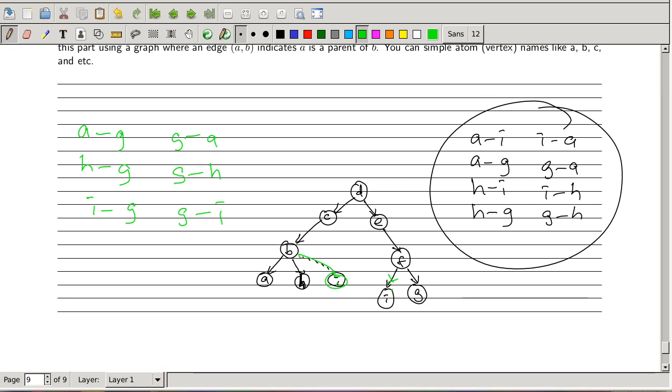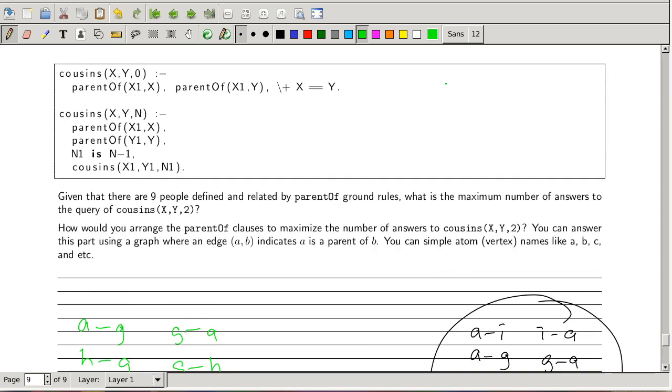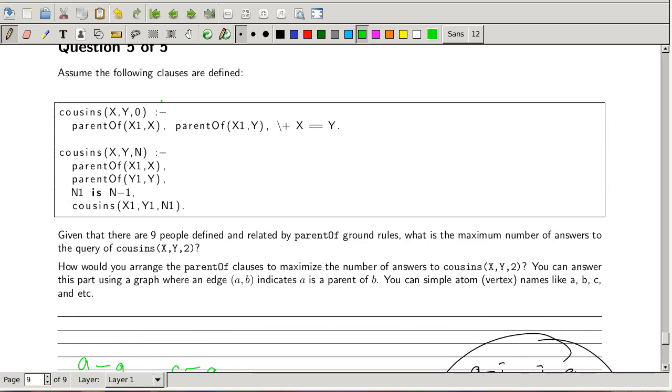In other words, if I write a Prolog program using exactly those rules, and I ask, okay, show me all the second cousins, which basically means the question presented is going to be cousins uppercase X, uppercase Y, and a 2, and then press the enter key. It will give me symmetric relations.